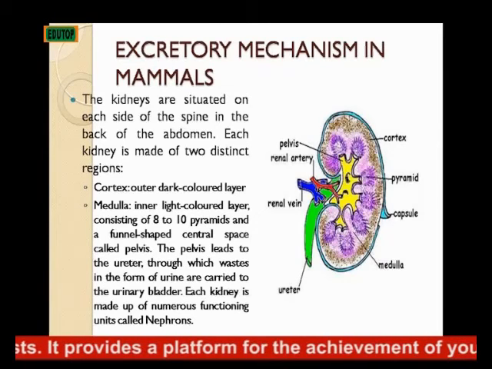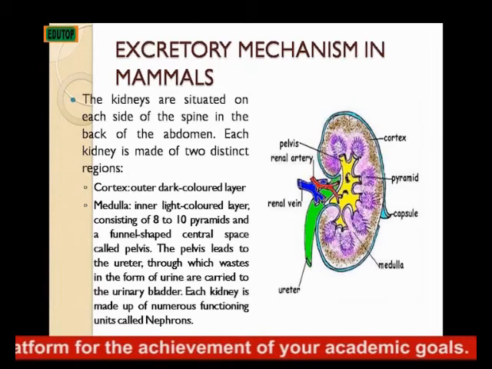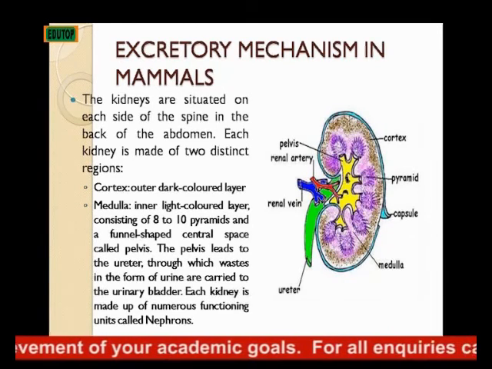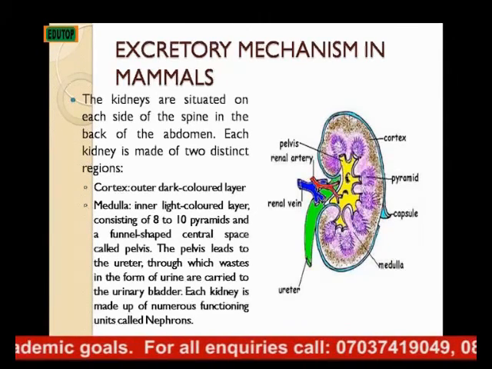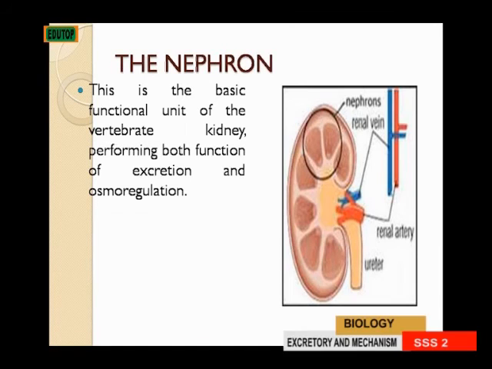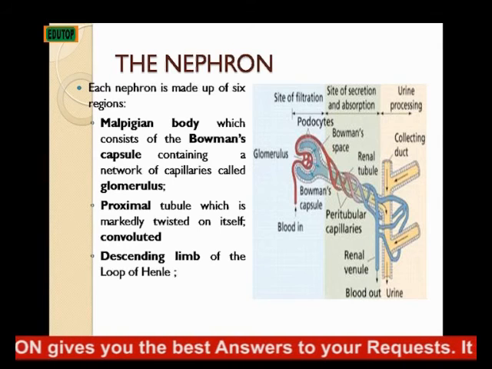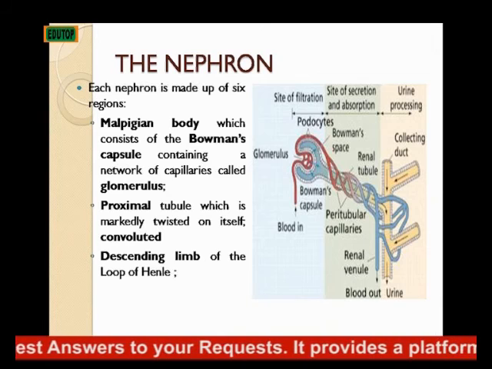Also, each kidney is made up of numerous functioning units called the nephron. Look at it. The kidney is made up of functioning units called the nephron. The nephron is the basic functional unit of the vertebrate kidney. It performs both the functions of excretion and osmoregulation. Then each nephron is made up of 6 regions. The first is the Malpighian body.